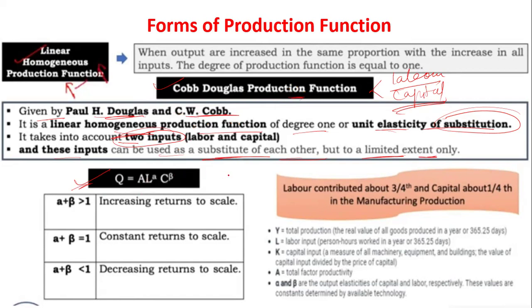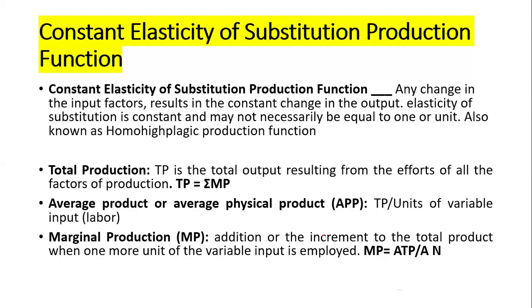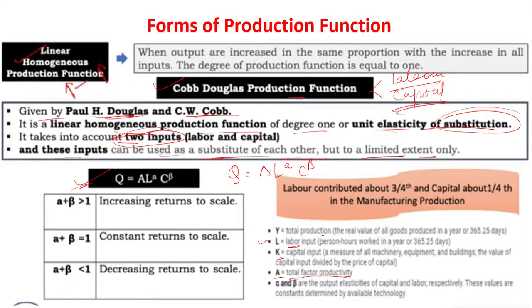Q = A L^α K^β. So let's see the terms. L is for labor, K is for capital, A is for total factor productivity, and alpha and beta are the elasticities of labor and capital respectively, and these values are constant, determined by the available technology.